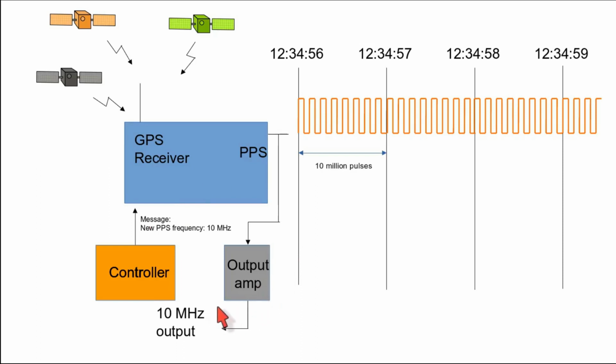A key advantage of this concept is that it allows the controller to send any target frequency you wish to the GPS, so nothing stops you from asking it to produce a reference frequency of 242 kHz, for example.